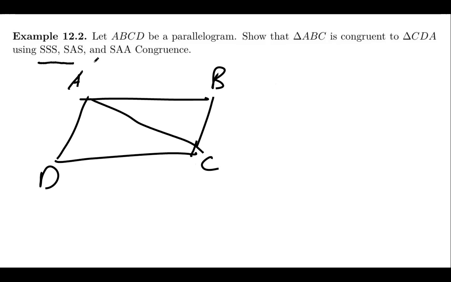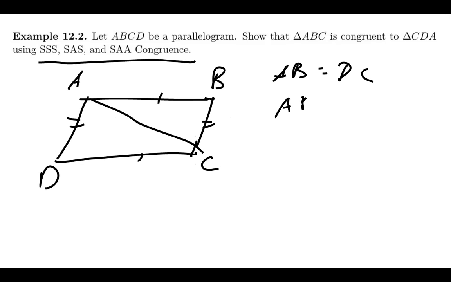And we're going to use all three of the congruences here. So first for SSS, since all sides of the parallelogram, since the opposite sides will be the same, so AB equals DC, and AD equals BC. And of course, they share this same side AC. The triangles will have the same side lengths, and it's true from SSS.